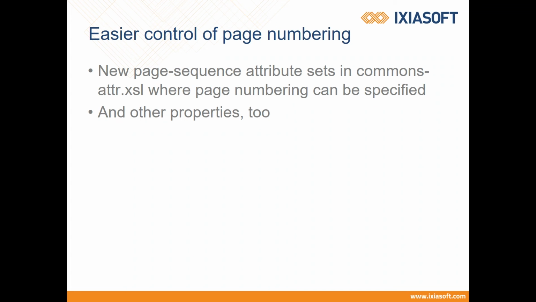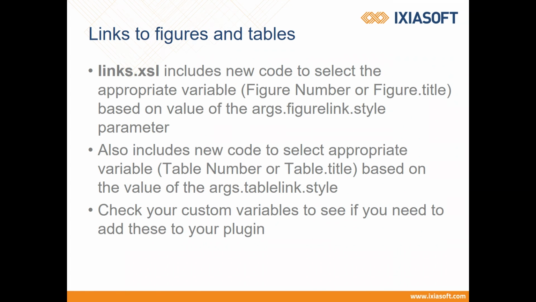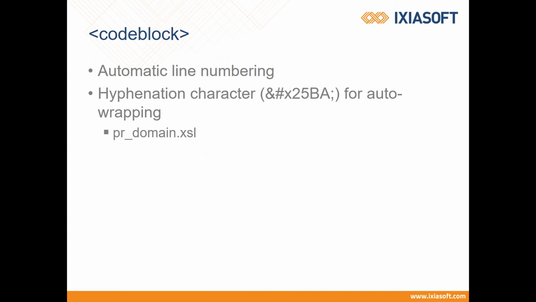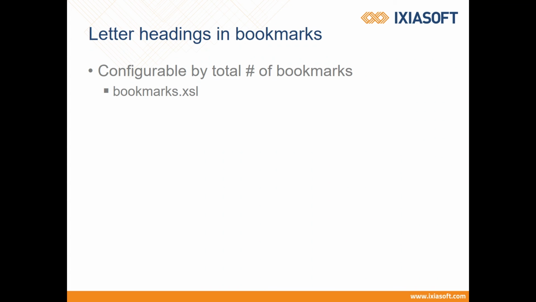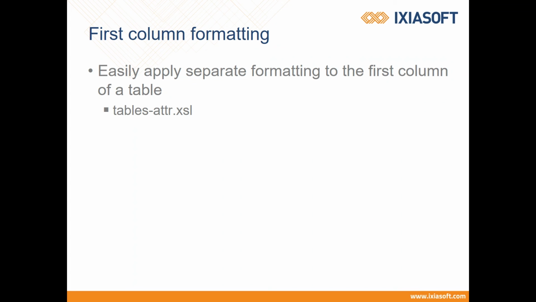Easier control of page numbering. So instead of having to hit a whole bunch of different templates, now there's a bunch of new attribute sets you can use for that. Page sequence is easier, links and figures are easier to split out, whether you wanted just the number and the title, or just the title. Automatic line numbering for code blocks, which is really cool. Letter headings and bookmarks. You can apply separate formatting to the first column of a table easily now.